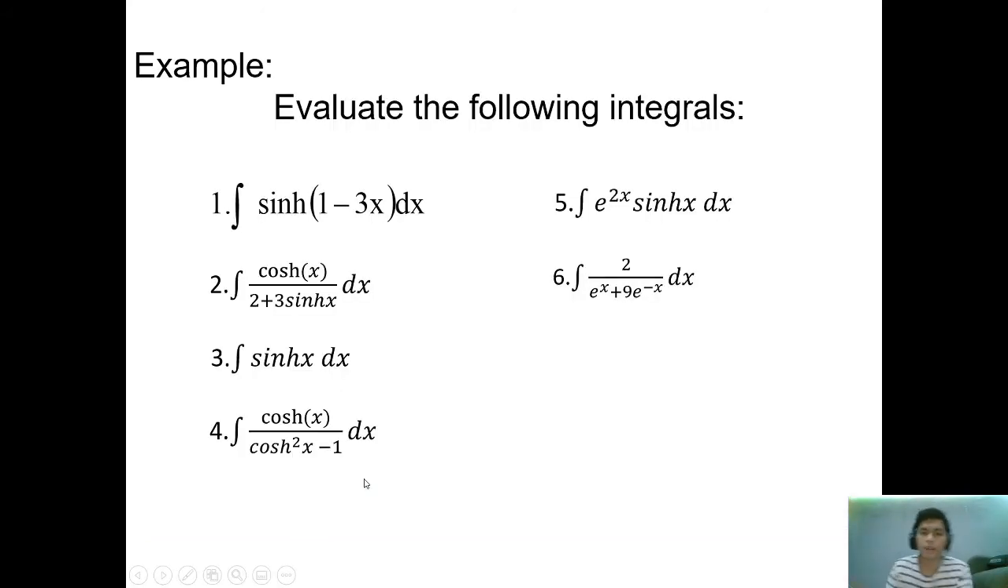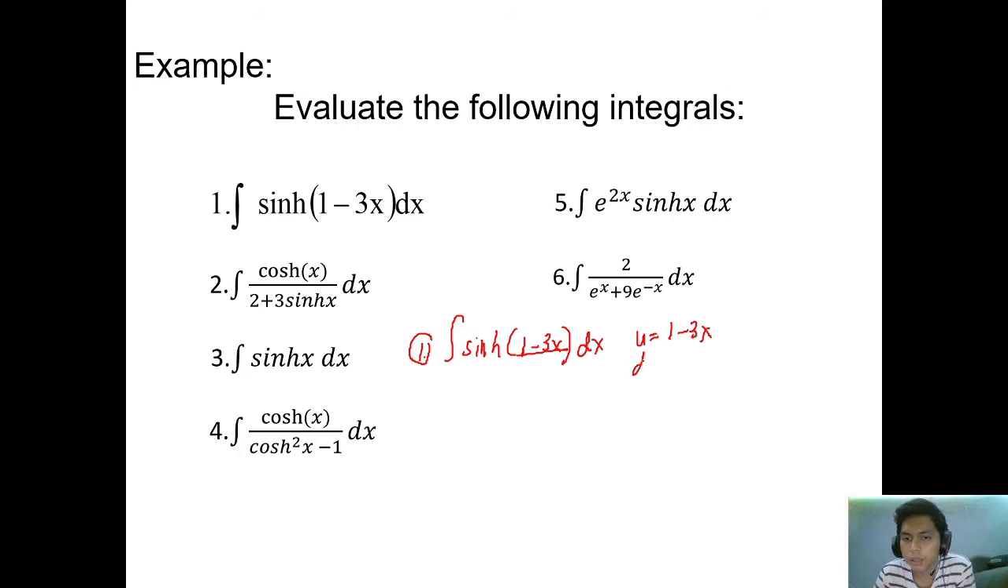For number one, evaluate the following integrals. Sinh of 1 minus 3x. So let's answer number one. For number 1, we can actually let u be 1 minus 3x. So du here is negative 3 dx. Our dx is du over negative 3.